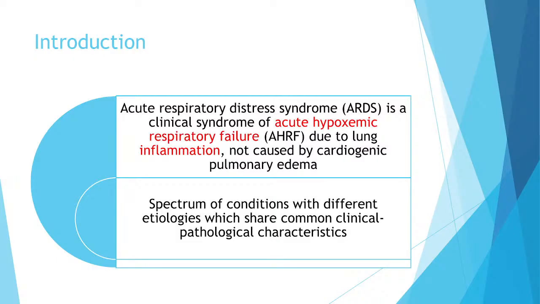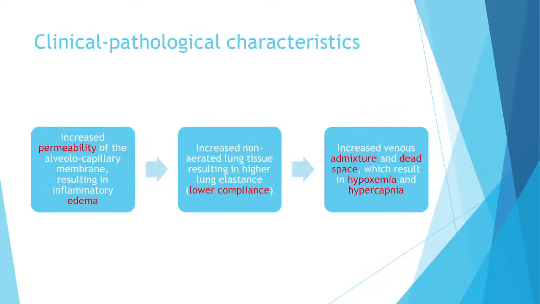So, first disclaimer, this is not a definition, this is just an introduction to the topic: acute hypoxemic respiratory failure or acute respiratory distress syndrome. That is due to lung inflammation not caused by a cardiac cause, cardiogenic pulmonary edema. So what does this entail? It entails a spectrum of conditions with different clinical etiologies which share a common clinico-pathological characteristic. We will be discussing each.